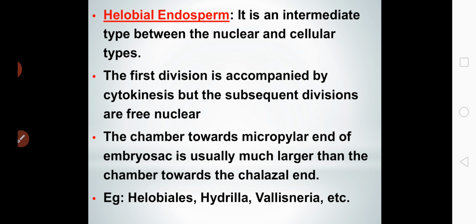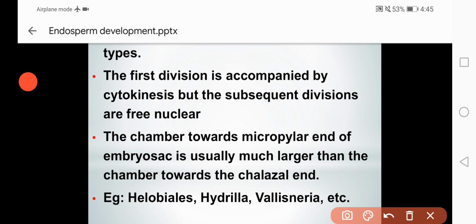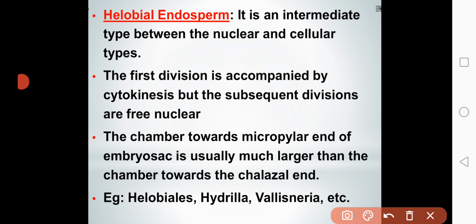Moving on to the third type of endosperm formation, that is helobial. It is an intermediate type between the nuclear as well as cellular types. So here the first division is accompanied by cytokinesis, but the subsequent divisions are free nuclear. The chamber towards the micropylar end of the embryo sac is usually much larger than the chamber towards the chalazal end. So helobial means it is the intermediate type between nuclear and cellular.